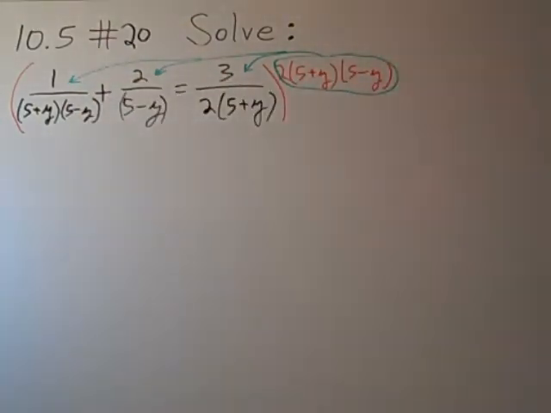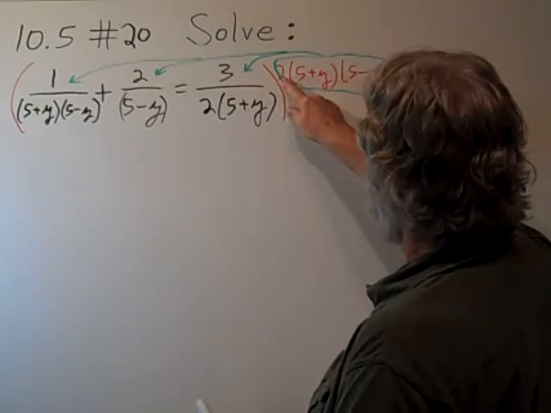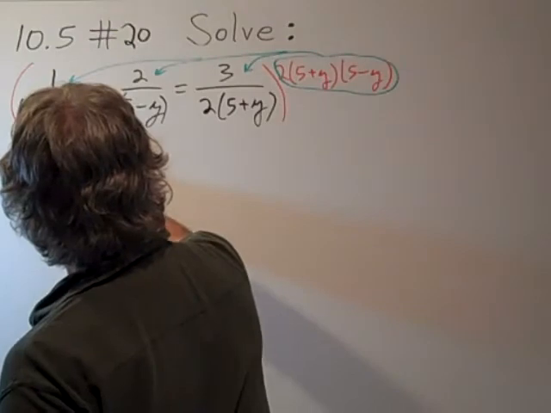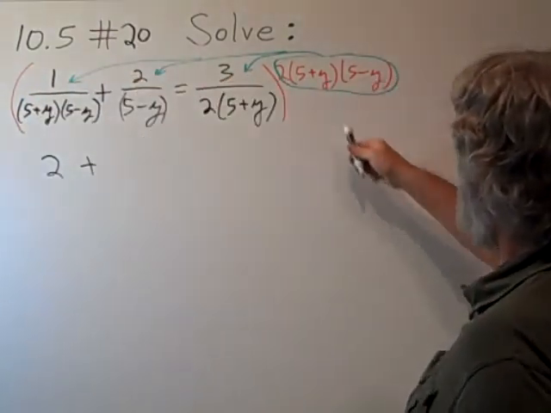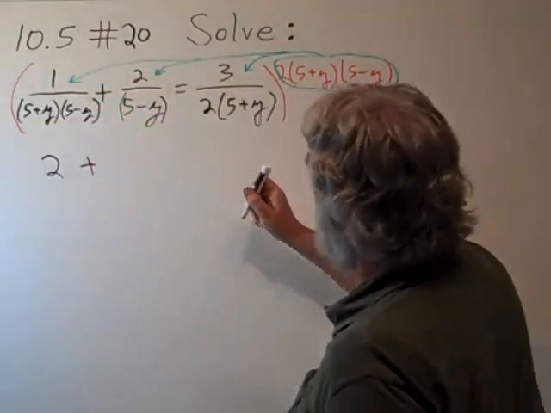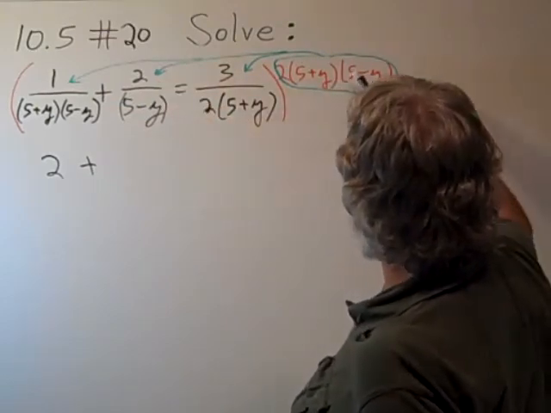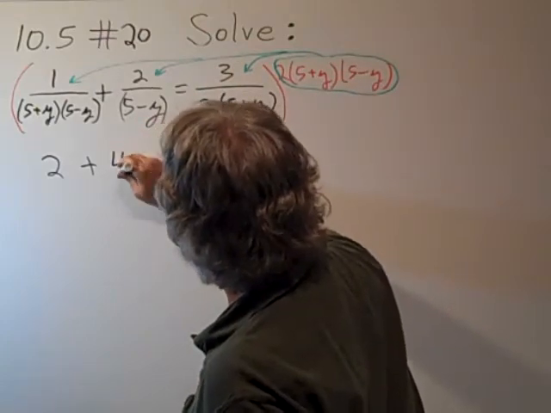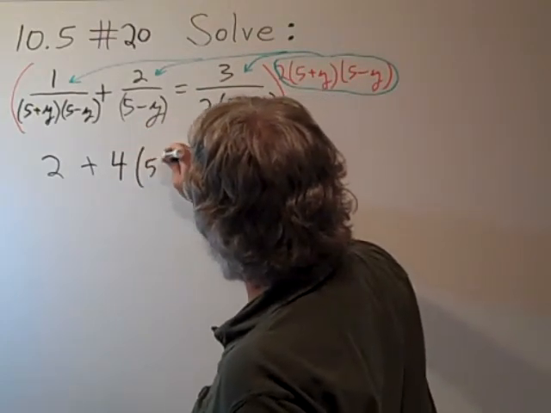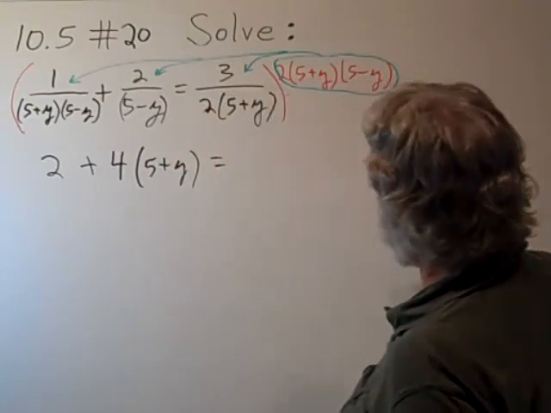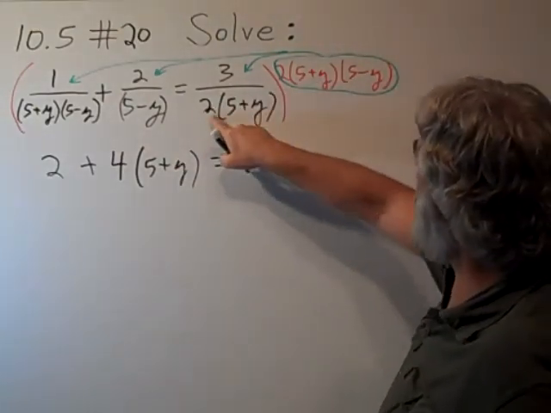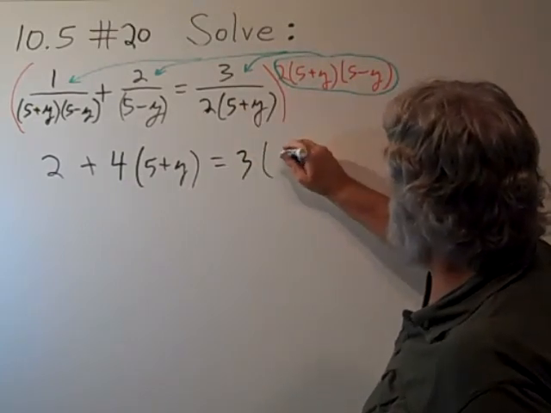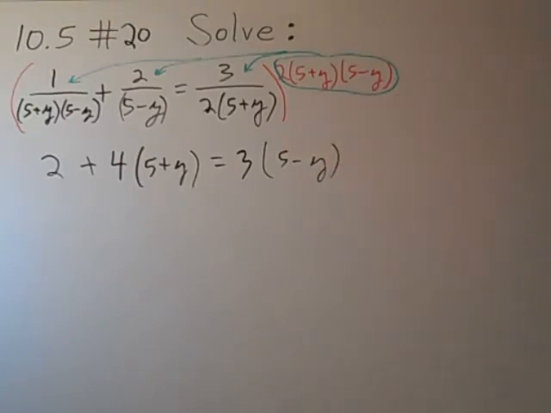And on the far left, everything cancels out except the 2. So we're left with 2. The 5 plus y and the 5 minus y both cancel. Now we have a 2 up here, and the 5 minus y cancels. 2 times 2 is 4. And the 5 minus y cancels, but the 5 plus y is still there. On this side, the 2 cancels, and the 5 plus y cancels, so we're left with 3 times the 5 minus y.